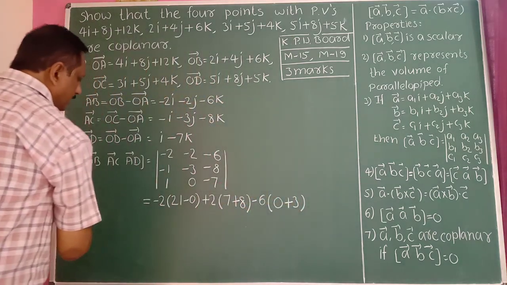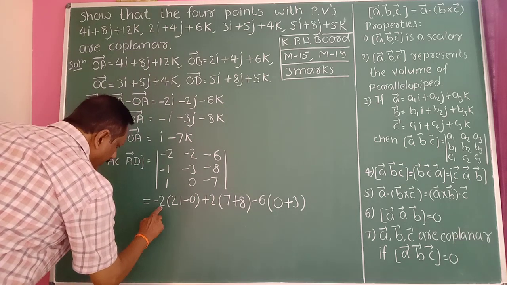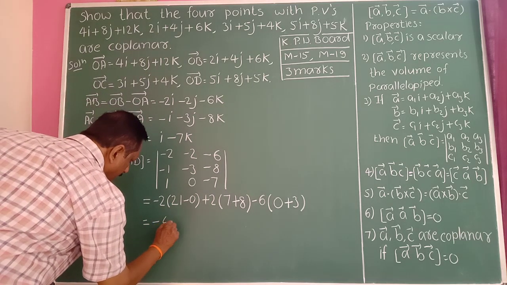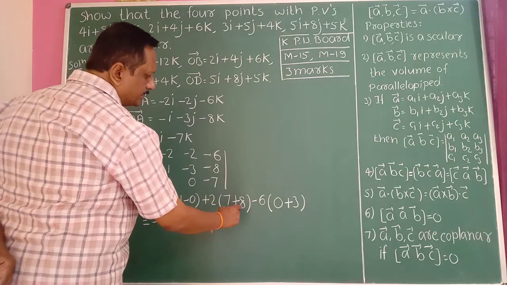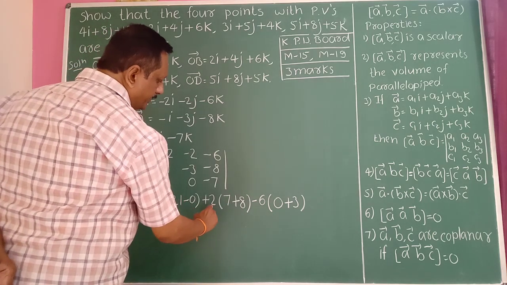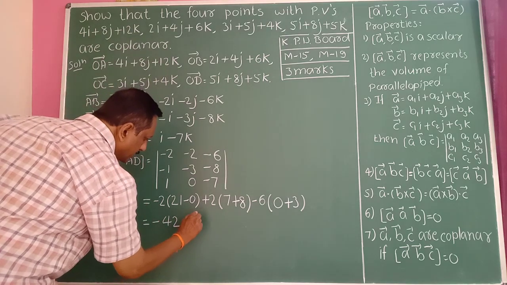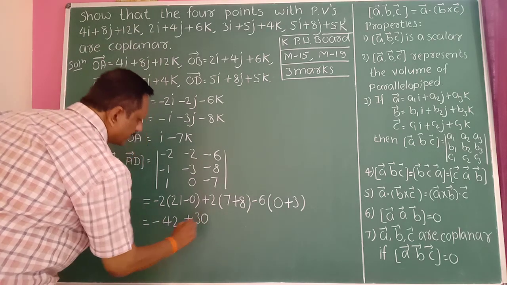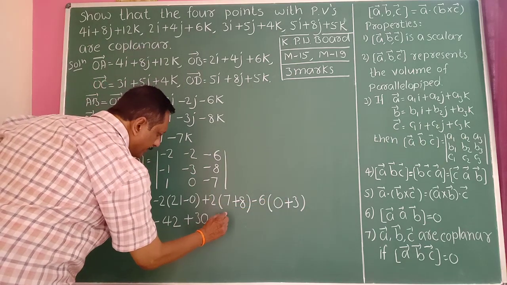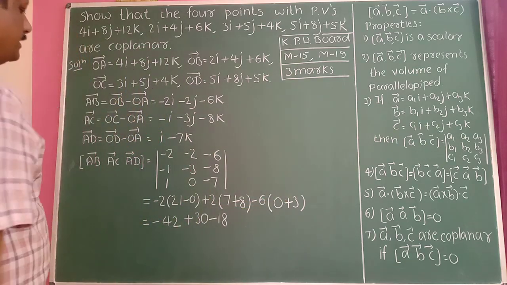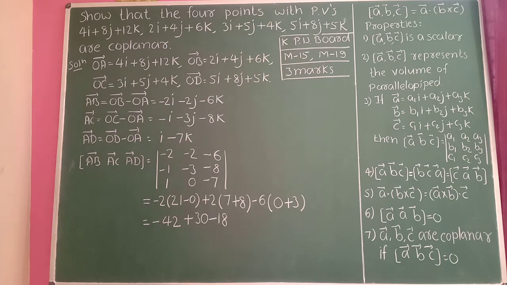Therefore, this equals minus 2 into 21, minus 42 here. Then 7 plus 8 is 15, into 2 gives 30. Then 6 into 3 is 18, so minus 18 here. Sorry.